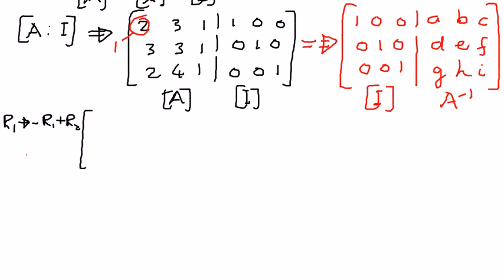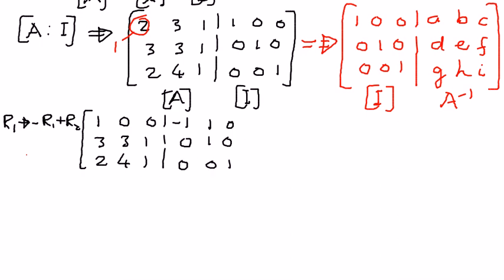When we do that, we get 1, 0, 0, and then we'll partition this. Then we have negative 1, 1, 0, and then in the second row we did not change anything, so therefore we have 3, 3, 1, 0, 1, 0, and then 2, 4, 1, and then 0, 0, 1.